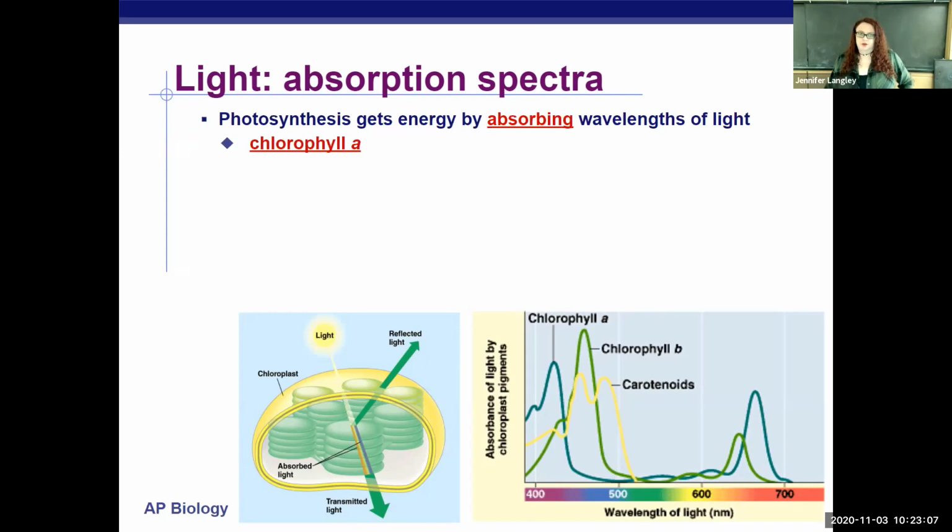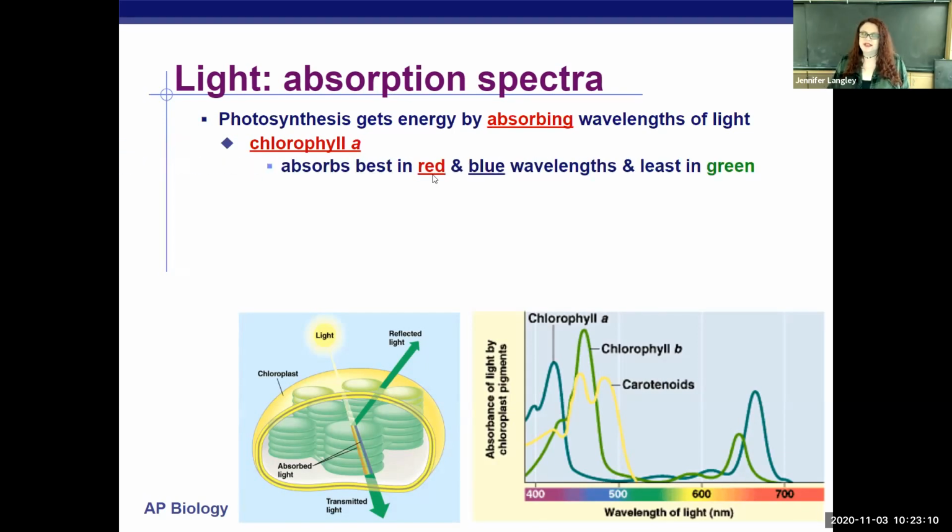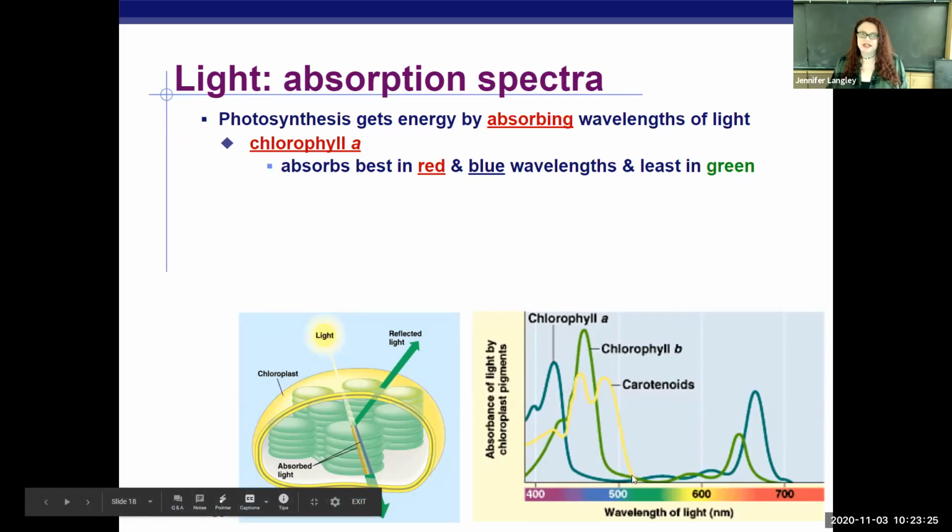So we absorb the energy at different wavelengths. Chlorophyll A absorbs best in red and blue, but not in green. Now look at our chart down here. Chlorophyll A, red, blue and red. Okay, not green. It's reflecting green. That's what I see. This is missed a lot on the exam, the class exam and the AP exam. Okay, down here, this is absorbance. It's absorbing these, which means it's reflecting these, absorbing these. Okay.